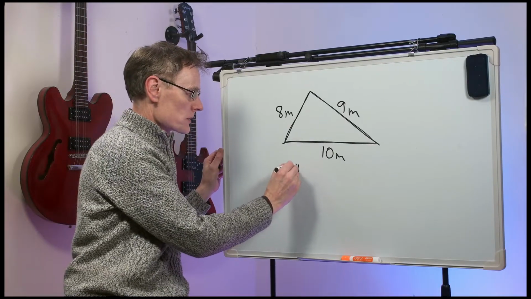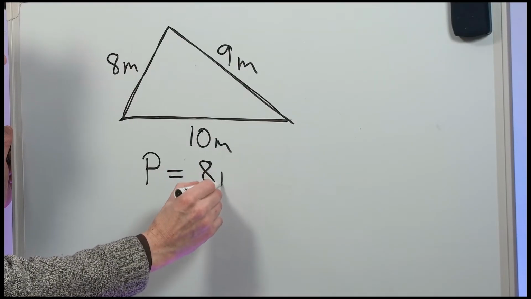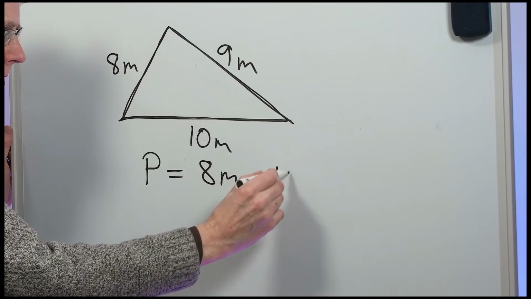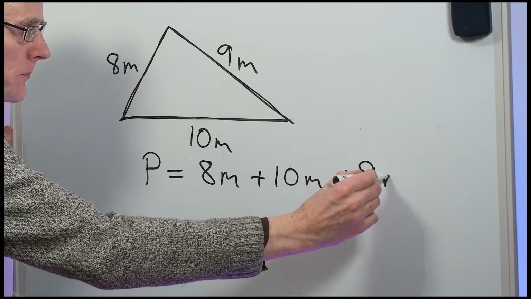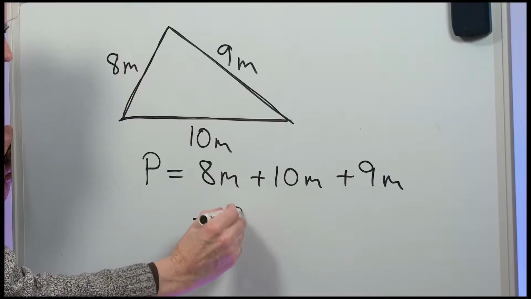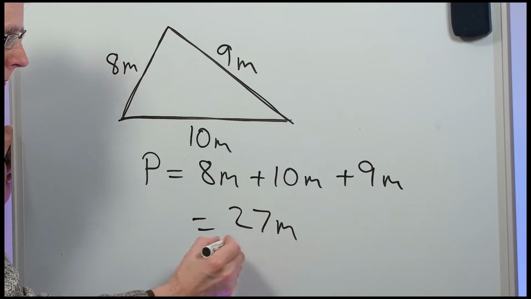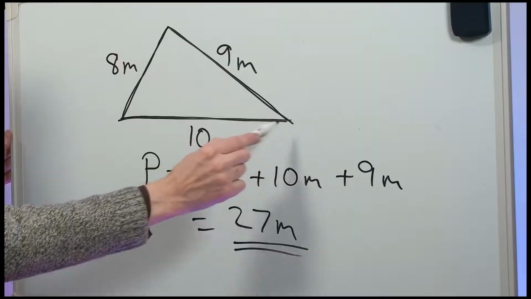So the perimeter, let's call it P, is equal to 8 meters plus 10 meters plus 9 meters. So that would be 27 meters. It's simply the total distance or the total length around the edge.